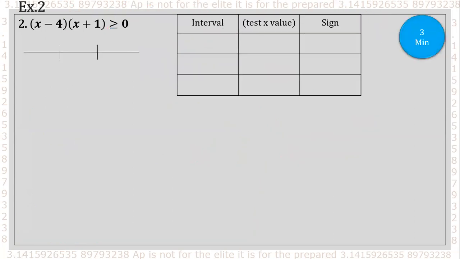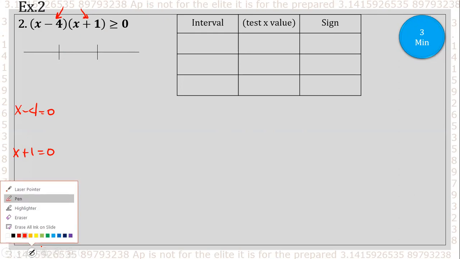Go ahead and try this one right here with me. Keep in mind, this one will now have 2 x-intercepts, but don't worry. You do the same procedure. You set each one equal to 0, right? So you're going to have x minus 4 equals 0. That's going to give you a number. And x plus 1 equals 0. That's going to give you a number. So go ahead and pause the video. Give these a try, and I'll meet you in a bit.